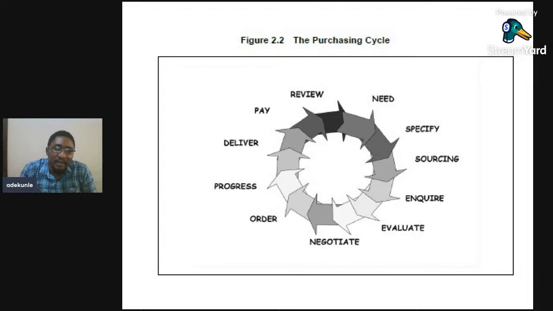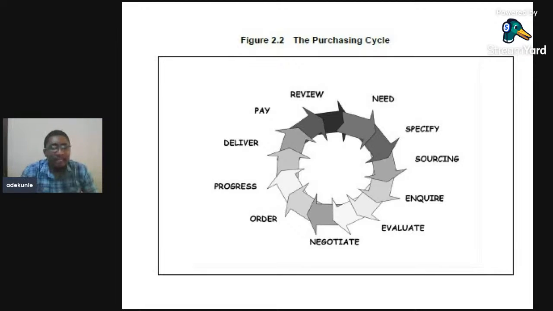And in sourcing the right product, there's the concept of inquiry, tenders, evaluation of tenders, and also negotiating with the right tender. Then you place your order, track for progress, then deliver, then pay your supplier, then you go back to review your steps again. All right.